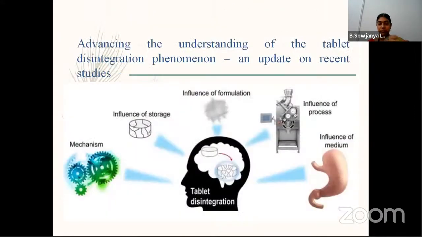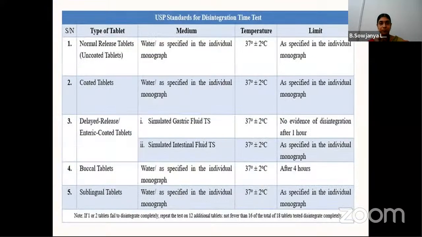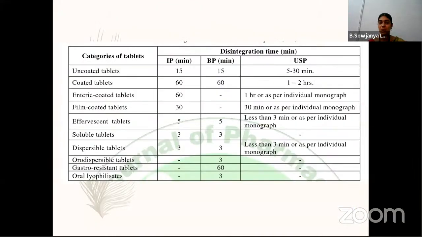And some problems that have occurred. First is the mechanism, then the influence of storage conditions, the influence of the formulation along with the process variables, and the influence of the medium like gastric fluids, which also delay or increase tablet disintegration. These are the compendium values for different types of tablets, their medium and the limits to be observed.